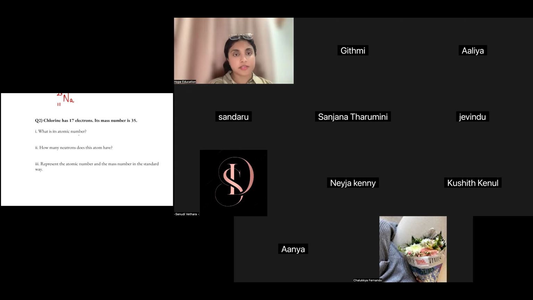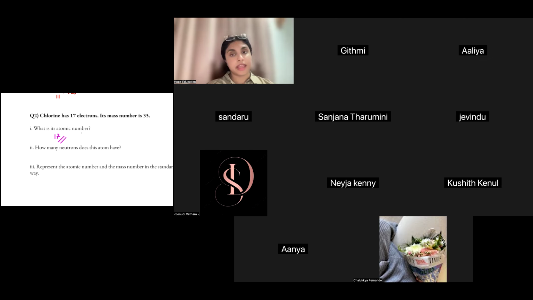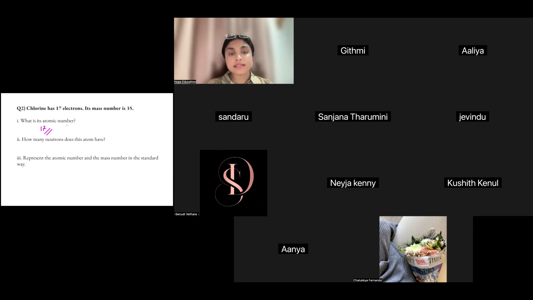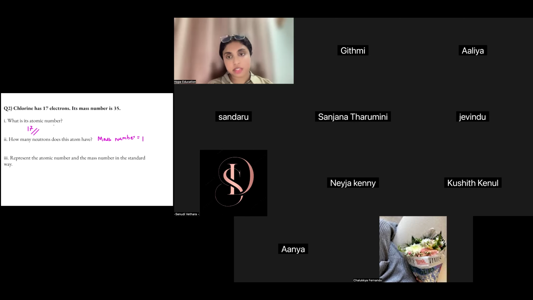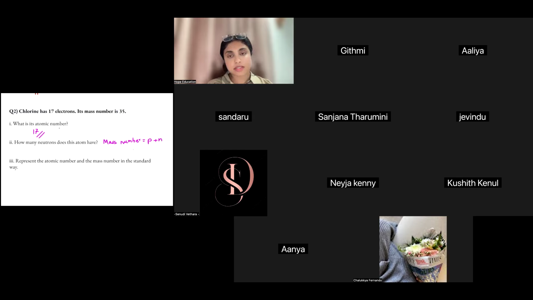Okay, so this is 17. How many neutrons does this atom have? 18. Are you sure? How did I get that? You know, mass number is protons plus neutrons, right? Now here the mass number is 35.